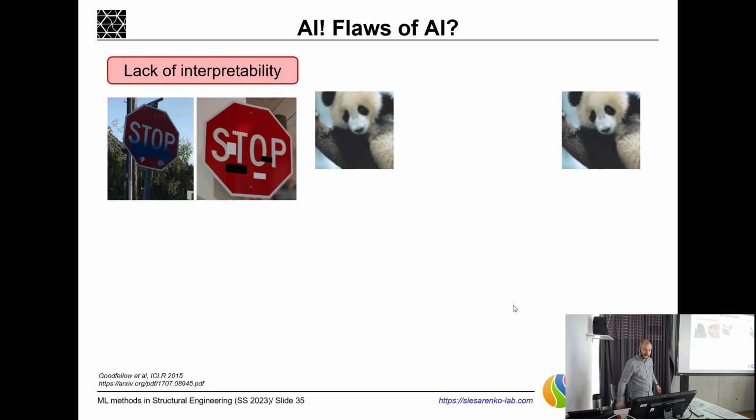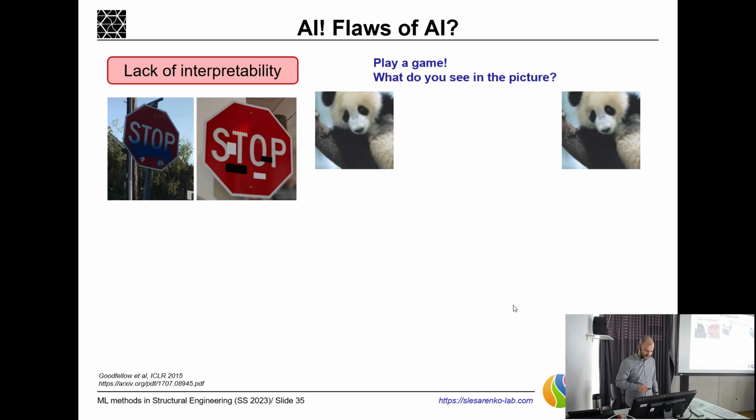Yes. Another flaw of AI is lack of interpretability. So, for instance, on the left, this is a regular stop sign, and on this one, oh sorry, why am I showing here. This is the left side, this is a stop sign, and this is another stop sign. Do you understand that this is a stop sign? Yeah, for you as a human, it's absolutely easy.